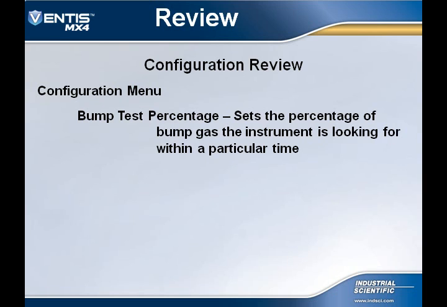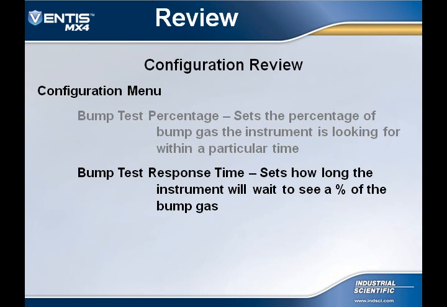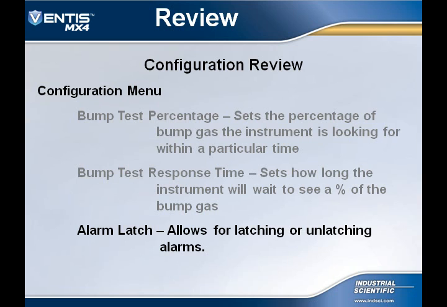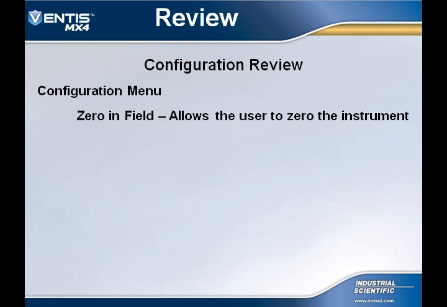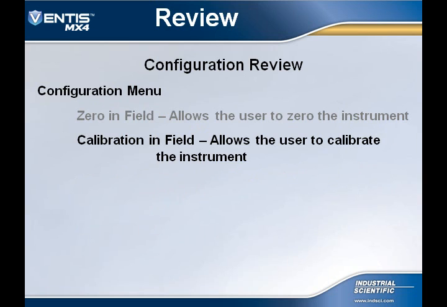Bump test response time sets how long the instrument will wait to see a percentage of the bump gas. Alarm latch allows for latching or unlatching the alarms. Zero in the field allows the user to zero the instrument. Calibration in field allows the user to calibrate the instrument.